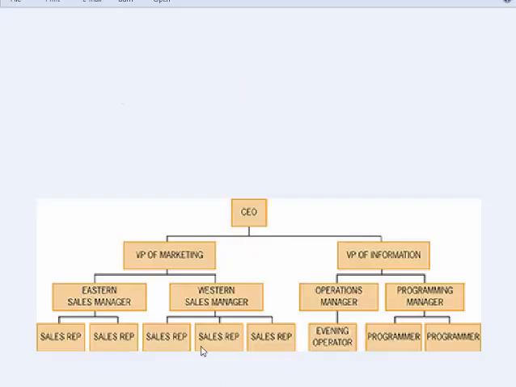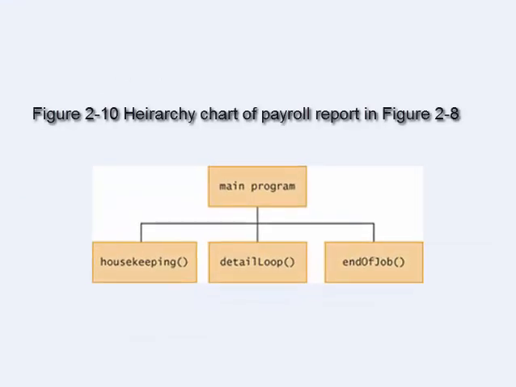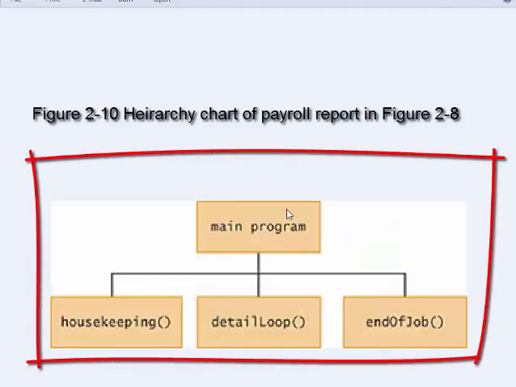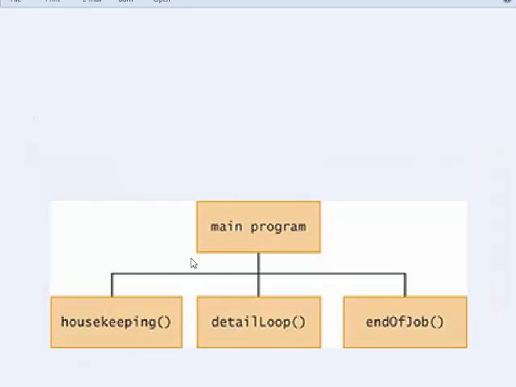Now, programmers use something similar to this to show the overall picture of how modules are related to one another. So a hierarchy chart does not tell us what tasks are being performed within the module. In other words, if you have a look at your main program here, you're already familiar with this. So basically, we've got our main program. We are calling our housekeeping, we are calling our detailed loop, and we're calling our end of job.